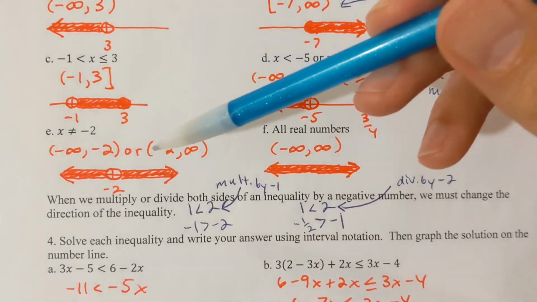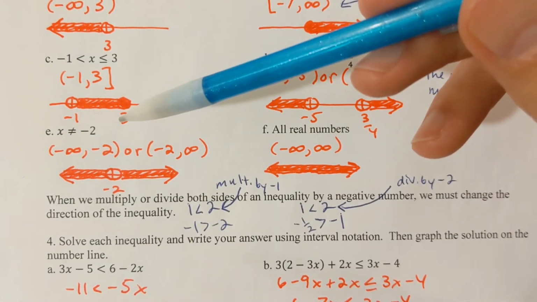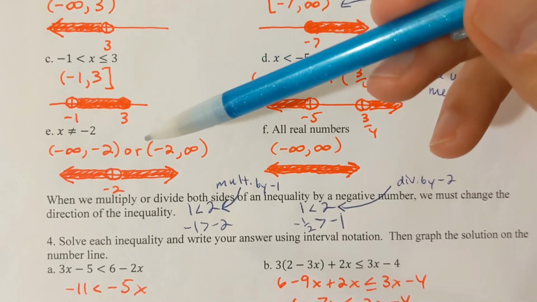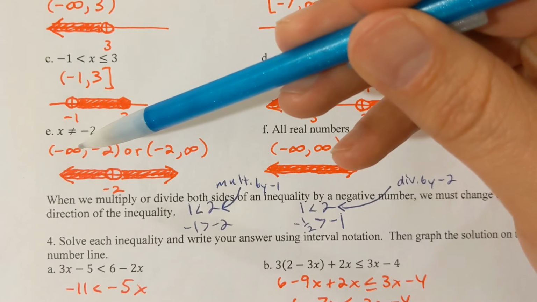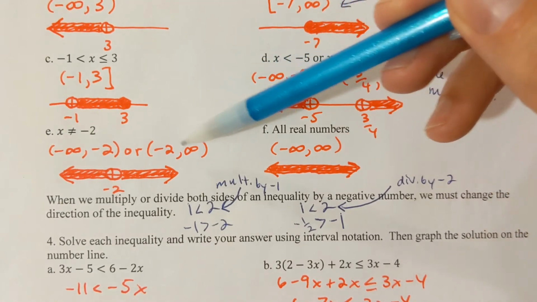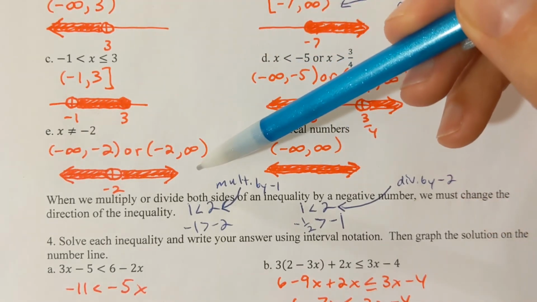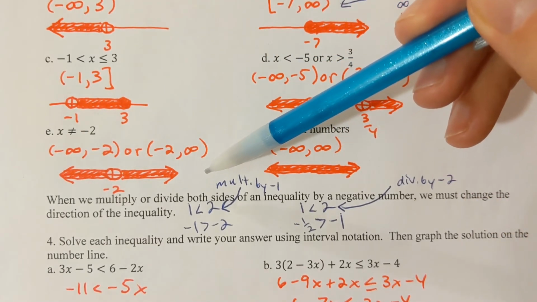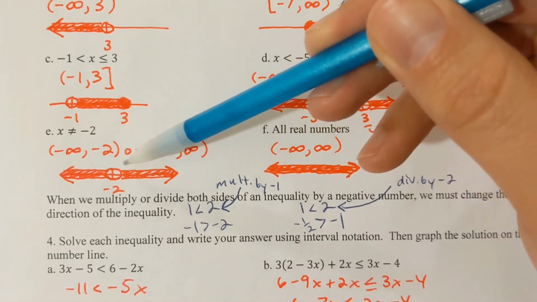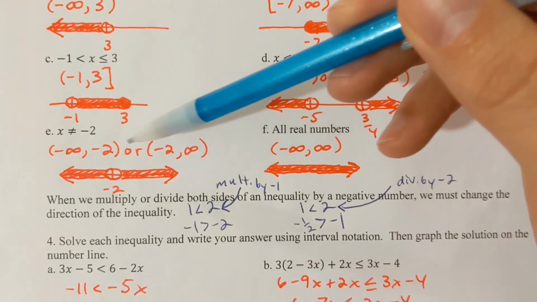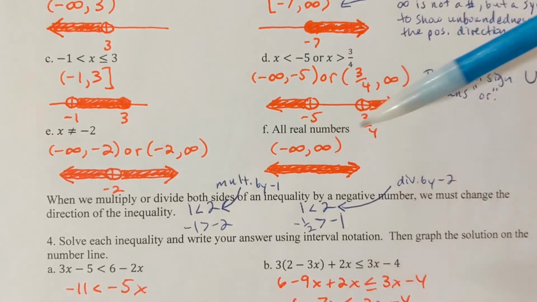Part E, we have all the values x that are not equal to negative 2. Okay, so I want to represent any number, just not negative 2. So anything less than negative 2 or anything bigger than negative 2 would be fine. Here's how I would write that using interval notation. And then on my number line, here I've marked out negative 2. That's the one and only number that I'm not including, so I'd want an open circle there. And I would be shading everywhere else on the number line then.